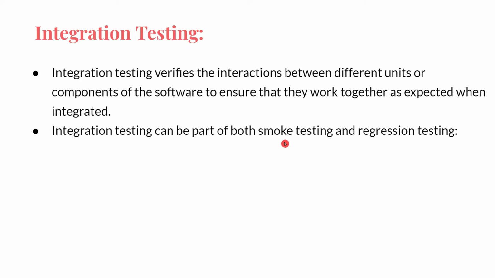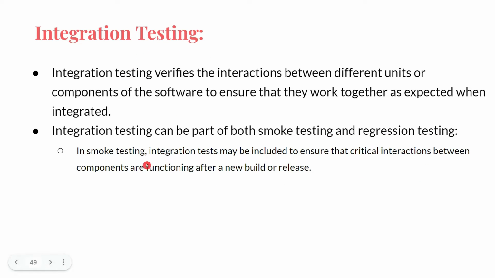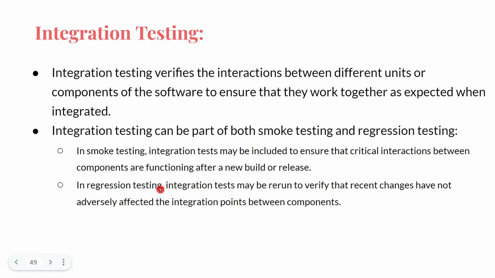Integration testing can be part of both smoke testing and regression testing. In smoke testing, integration tests may be included to ensure that critical interactions between components are functioning after a new build or release. And in regression testing, integration tests may be rerun to verify that recent changes have not adversely affected the integration points between the components. So in smoke testing, you are checking whether the major communication is happening between the units or not. In regression testing, you are rerunning tests that have already been done, just to see whether the units are communicating properly or not.